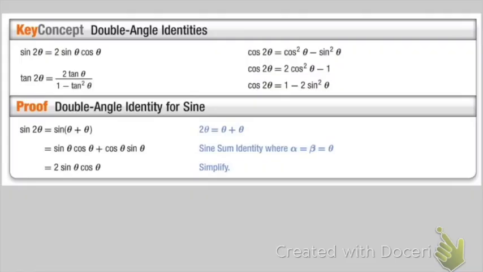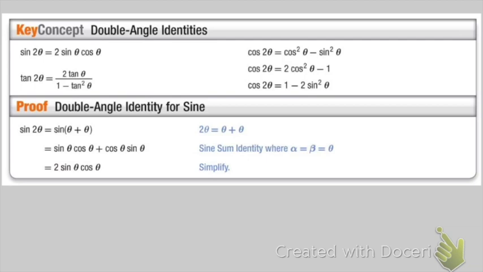So here are the double angle identities. You'll notice that sine of 2 theta is the same as 2 sine theta cosine theta. Tangent of 2 theta is the same as 2 tangent theta over 1 minus tangent squared theta. And for cosine 2 theta, we actually have 3 different options, and we look for the option that's going to work best in the equation or expression we're working with.